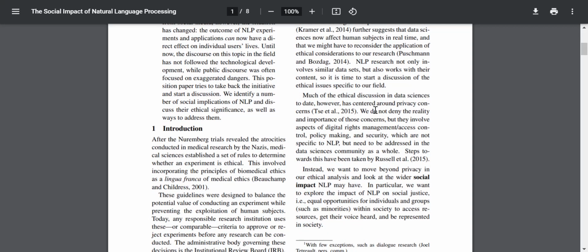Much of our ethical discussion in data sciences to date, however, has centered around privacy. We do not deny the reality and importance of those concerns, but they involve aspects of digital rights, management access control, policy making, and security, which are not NLP specific but need to be addressed in the data science community as a whole. Steps towards this have been taken by Russell et al. Alright. So I guess this was quite self-explanatory.